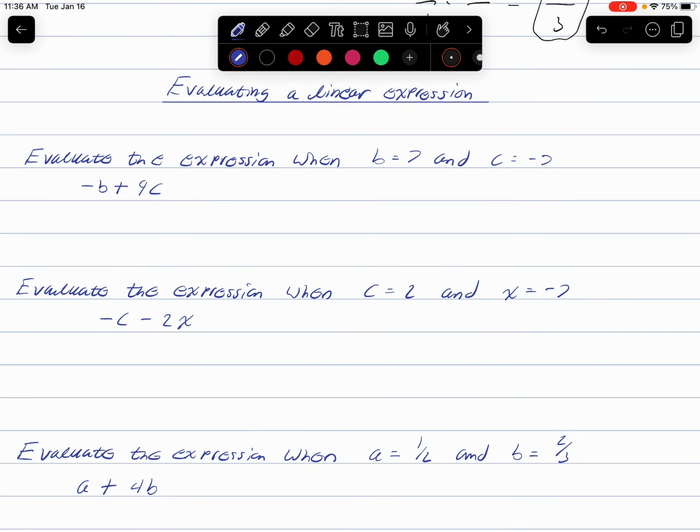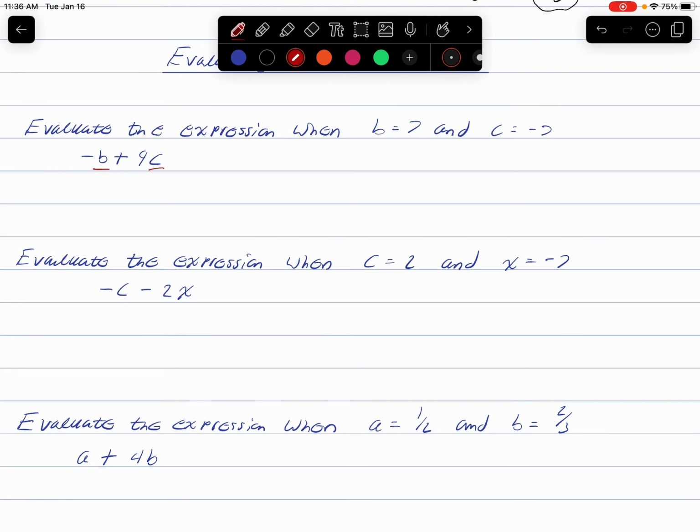So here it says evaluate the expression when b equals 7 and c equals -7. So what we're going to do here is anywhere we see a b, we're going to replace it with 7, and anywhere we see a c, we're going to replace it with -7. And what this implies, when we see this 9c next to each other, is that we're going to multiply 9 times whatever the value of c is.